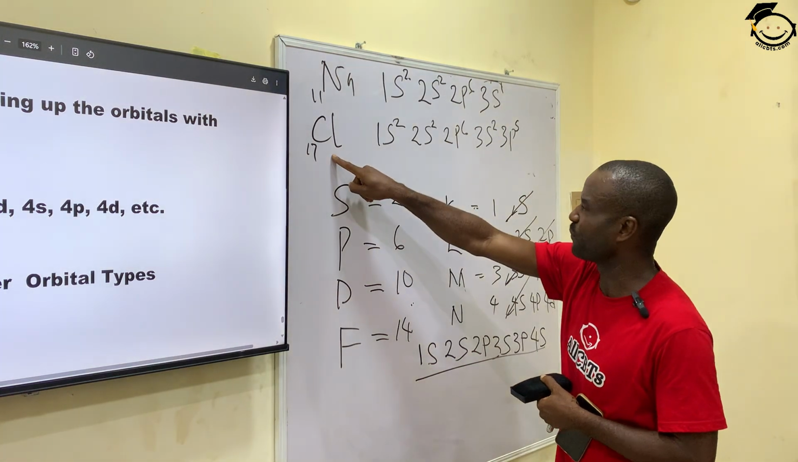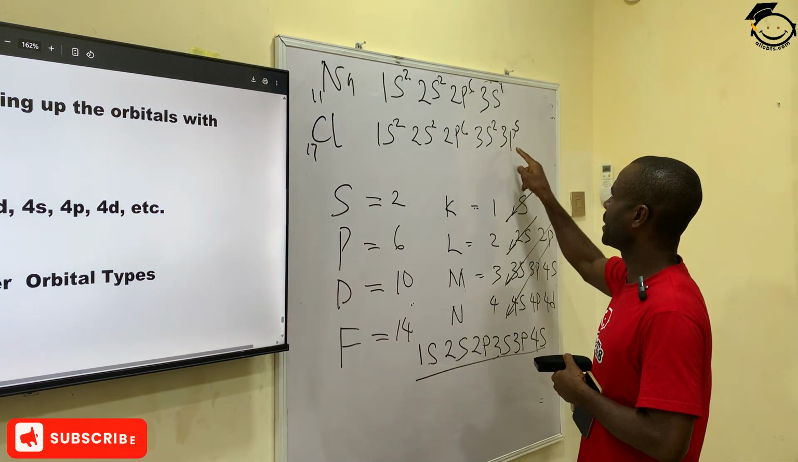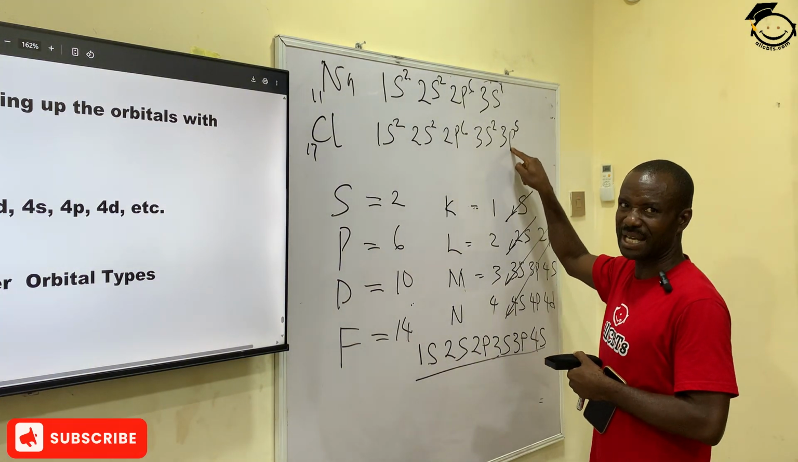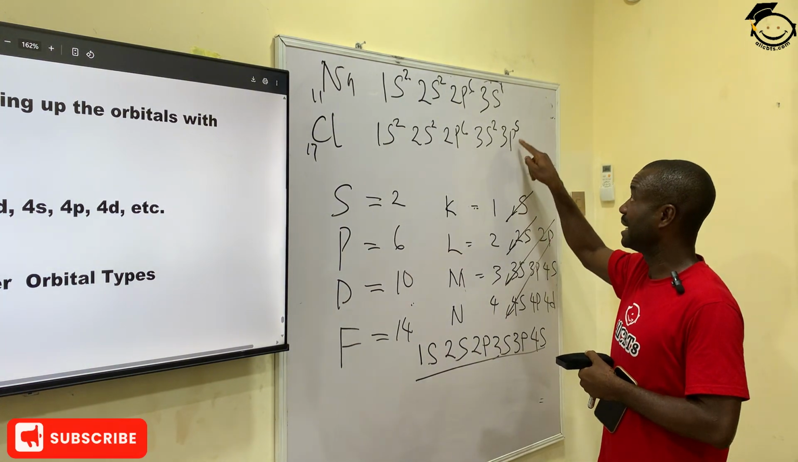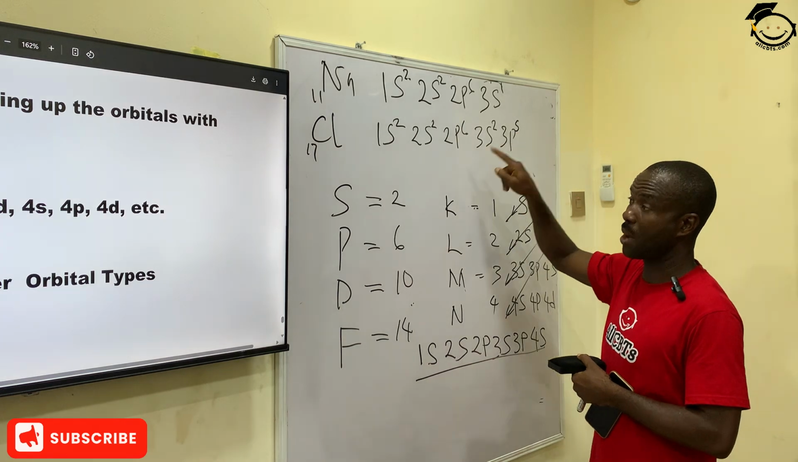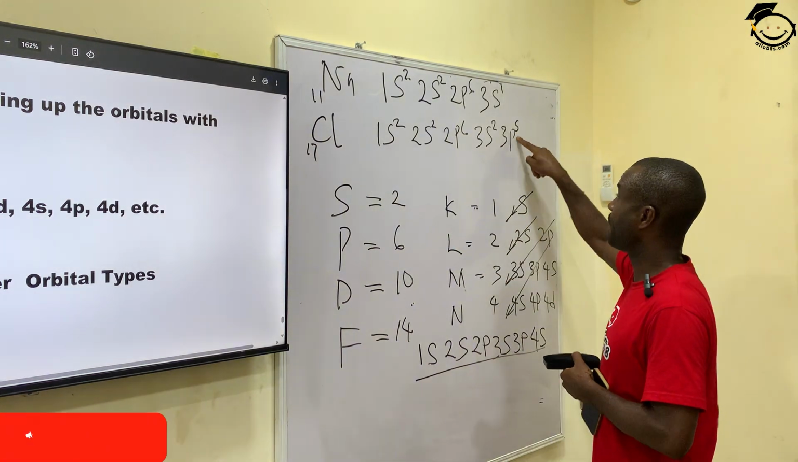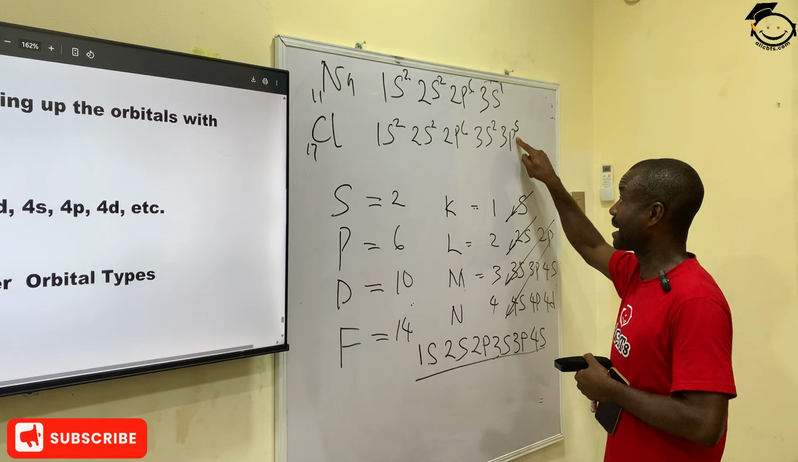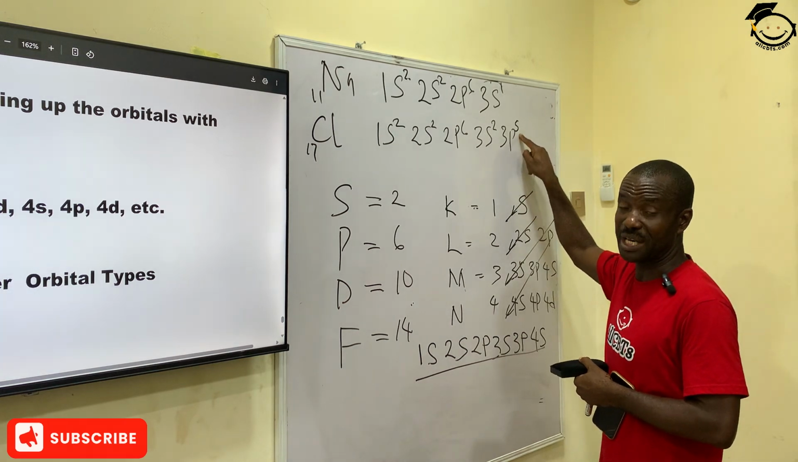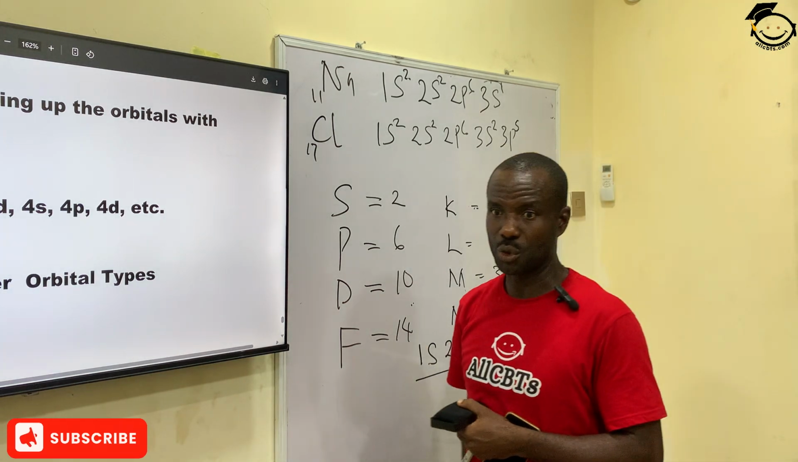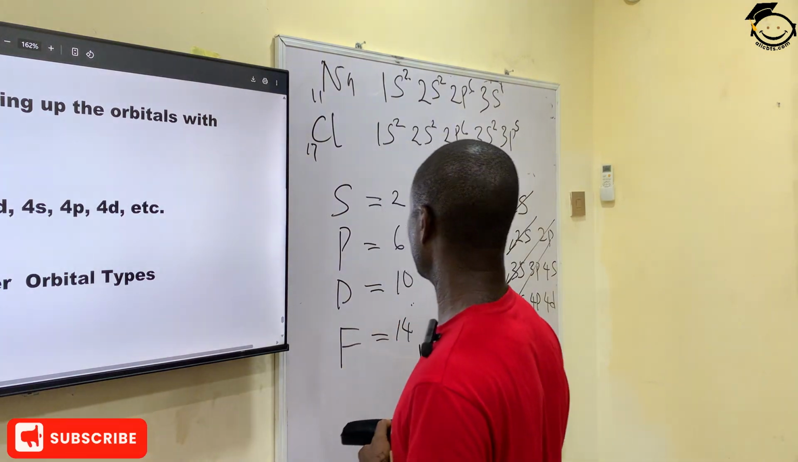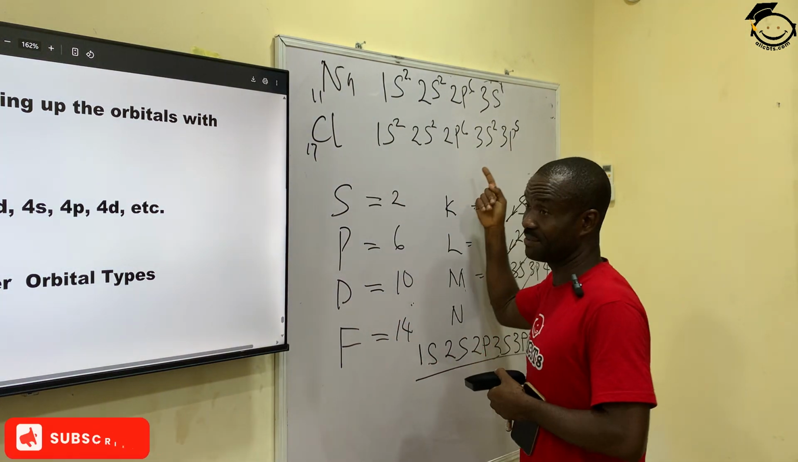But in the case of chlorine, it ends with what? P orbitals, meaning it's a non-metal. And if you look at this, the valency is minus 1, because the maximum capacity that P can carry is 6, but we have 5. So it needs what? 1 more to make it up to 6. What will it do? It will rather borrow. So when you borrow, it becomes negatively charged.